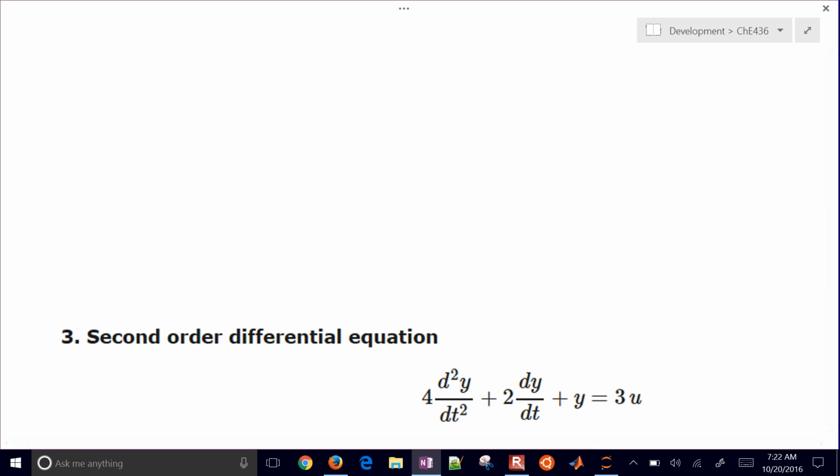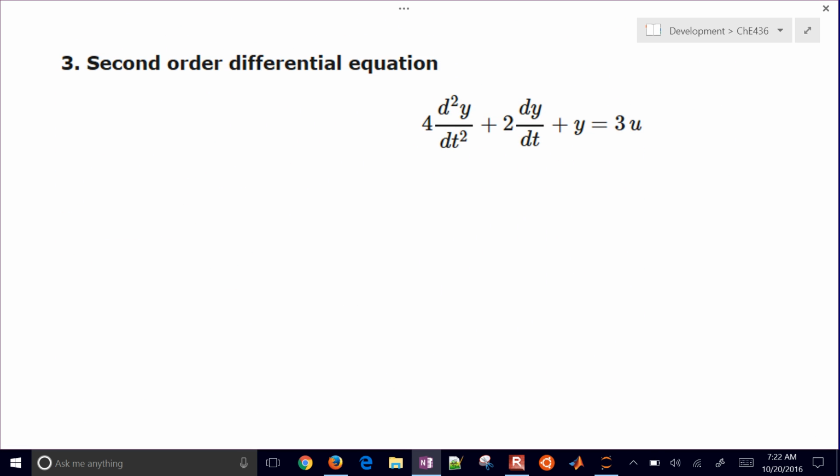Let's go on to a third example. This one's just a little bit more difficult. We have a second order differential equation here, and we need to put it into state space form. If you have higher order derivatives, you can always break that down into multiple first order differential equations by just defining some new variables. For every order of differential that you have, in this case a second order, we need an additional state to be able to track that.